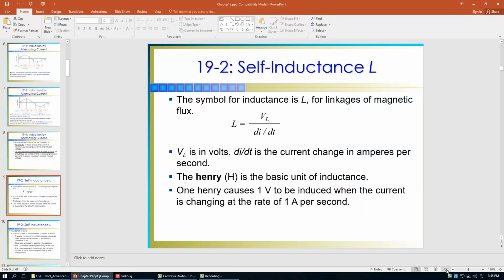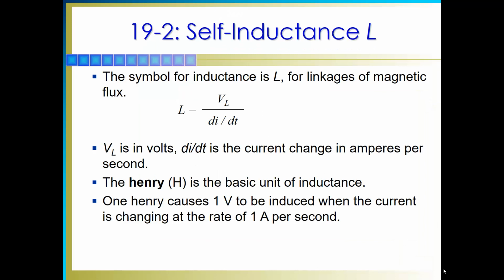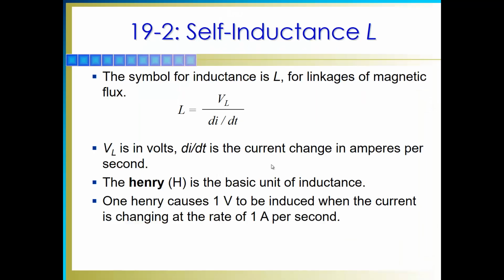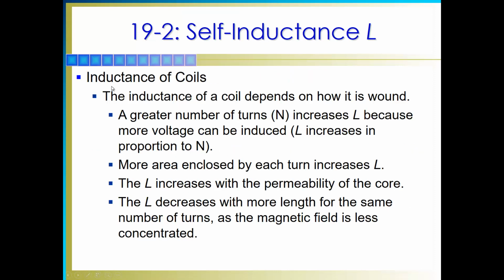All right, so let's continue here. So that is the formula to calculate the inductance, okay? The inductance is calculated by dividing the induced voltage by the rate of change of the current, the amount of current that it changes per unit of time, which will be the seconds.